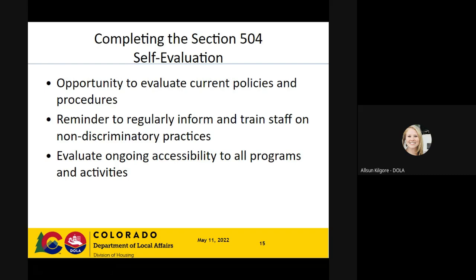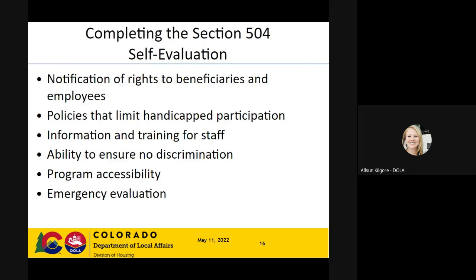And after the self-evaluation, it also goes over notifications of rights and beneficiaries to employees, discusses policies that may limit handicapped participation, information and training for staff, your ability to ensure no discrimination, program accessibility, and an emergency evaluation. So I strongly suggest that if you have a few minutes, you work through that with your spring cleaning.